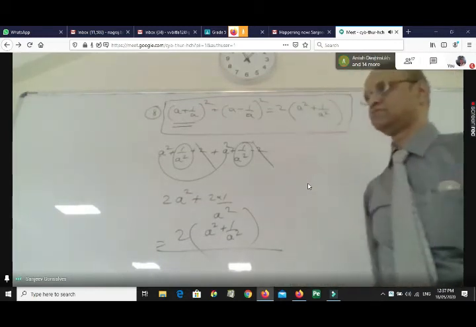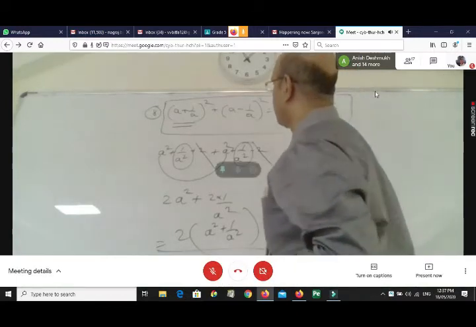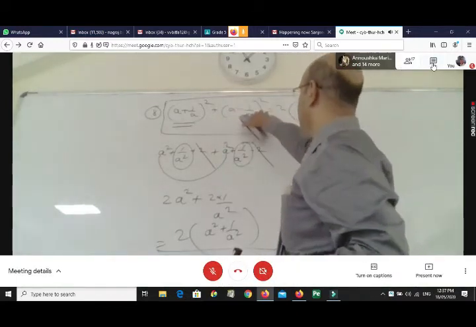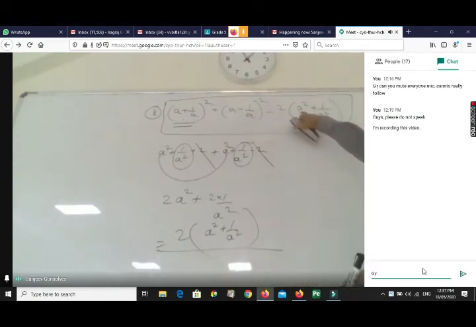So (a plus 1 upon a) whole bracket square plus (a minus 1 upon a) whole bracket square is equal to 2 inside the bracket a square plus 1 upon a square. Formula? Yes, sir.